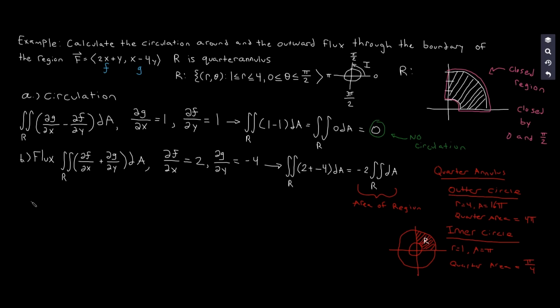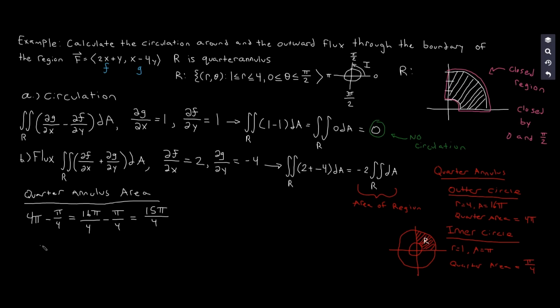So we find the quarter annulus area, which I am now going to write as 2 words. 4 pi minus pi over 4 equals 16 pi over 4 minus pi over 4 equals 15 pi over 4.